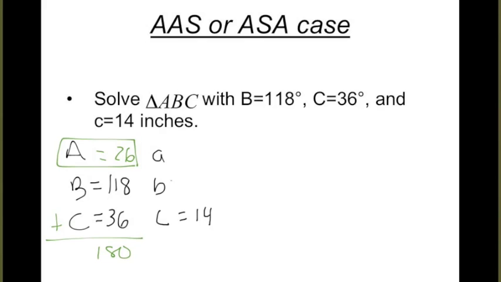Then to solve for sides, we need to use our law of sines. I'm going to use letter C since I know both parts there, and say sine of 36 over 14 equals, and then it doesn't matter whether you go for A or B first because you have to do them both, and they don't build off of each other in any way. So I'll just go alphabetically and do sine of 26 over little a.